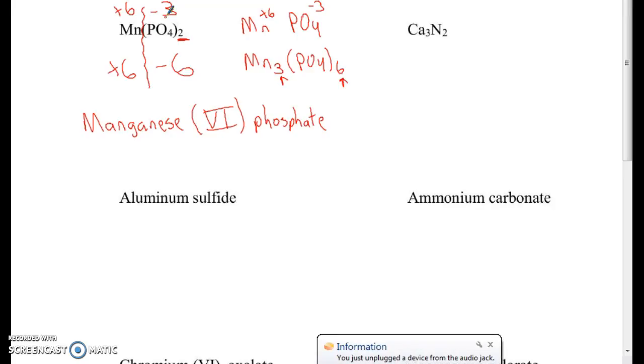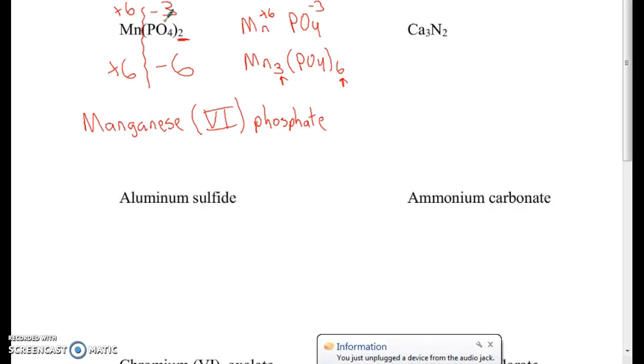There's only 2 different types of elements in there. You have the calcium, which is the positive charge, and you have nitrogen, which is the negative charge. So when you name binary ionic compounds, it's always going to end in IDE. So same thing as we did for the other examples. Find calcium first on the periodic table.